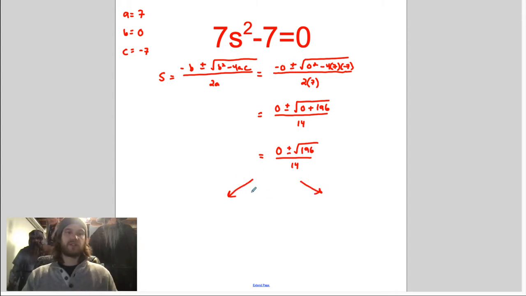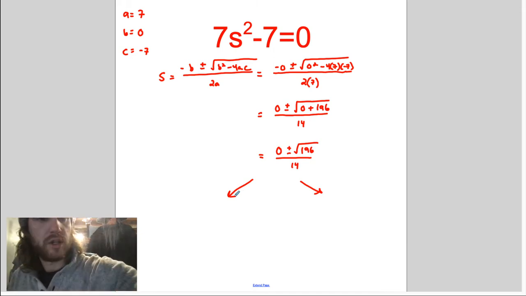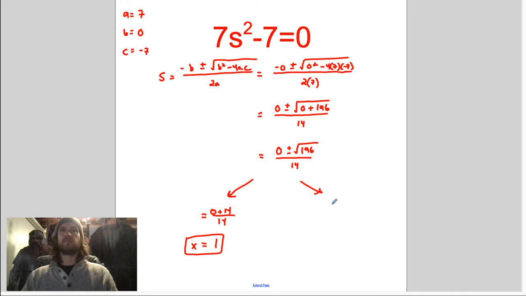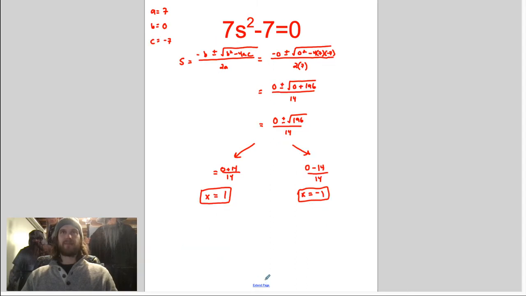What's the square root of 196, you may ask? I invite you to venture to your calculator. Find that, square root of 196. Oh, that's 14, so let's do this. Our first solution is 0 plus 14 divided by 14, which gives us 14 over 14, which is 1. Sweet. First solution. Our second solution is 0 minus 14 over 14, which gives us negative 1. Cool.